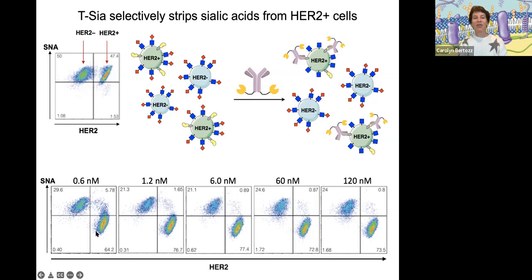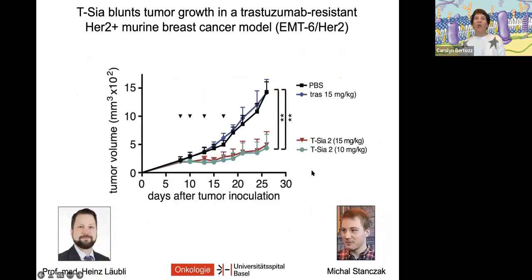So you can see this HER2 population has dropped from the upper quadrant to the lower quadrant. And it was only way out here at triple-digit nanomolar doses of this conjugate that we started to see a little bit of loss of sialic acid from the off-target cells. But this is a really nice therapeutic window, so to speak, in which we have good selectivity for the target cell type.